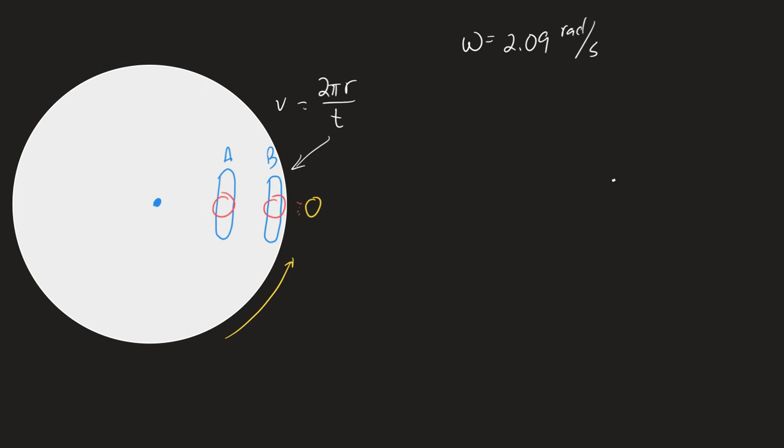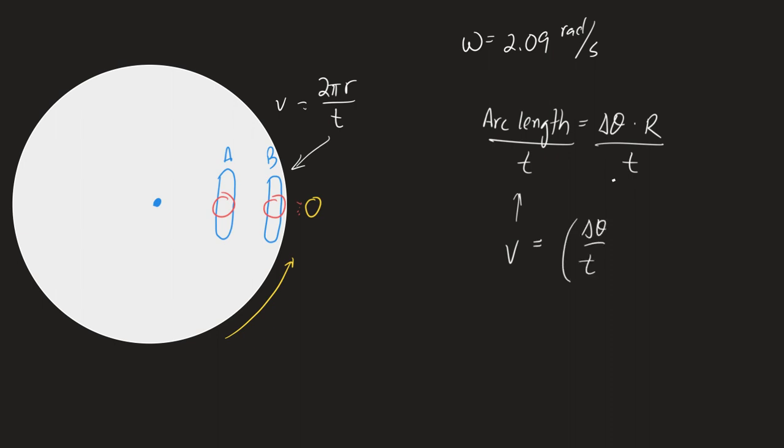But if you look at what I gave you just a moment ago, the whole idea of arc length equals angular displacement times radius. If you divide both sides of this by time, you could regroup this a little bit. This side would be in meters per second. This would be linear speed. If we group this as delta theta over t times r, this would be angular speed.